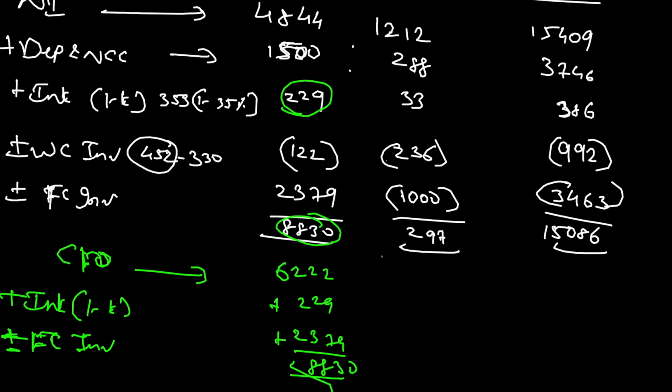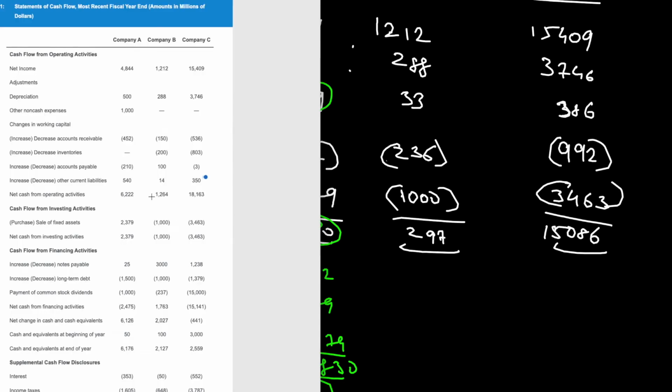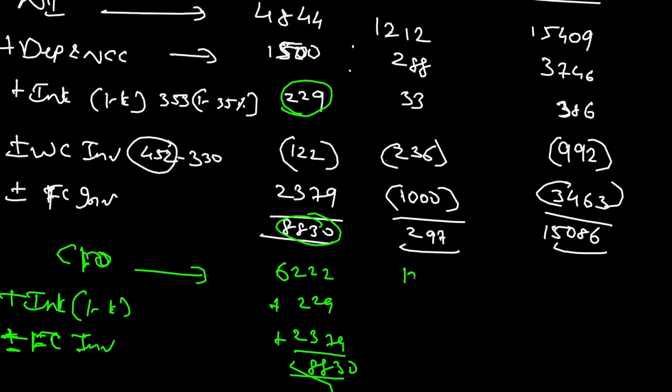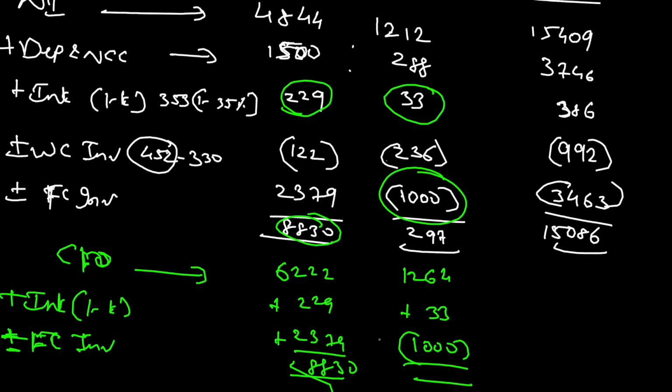Similarly, for the second one, cash flow from operation is 1264. Then plus interest into 1 minus tax is 33. Okay, then plus or minus fixed capital investments. So fixed capital I have put in minus here. So I'll do the same thing, minus. So this balance, if I calculate, this will also come to 297, which matches with this number, 297.